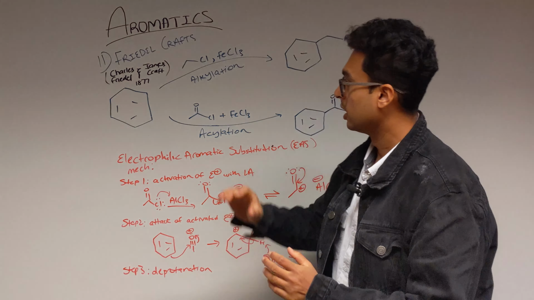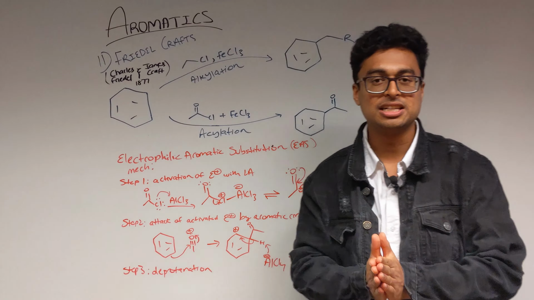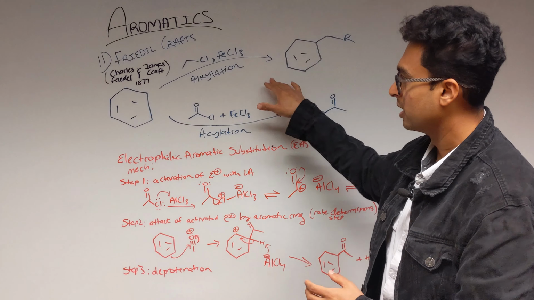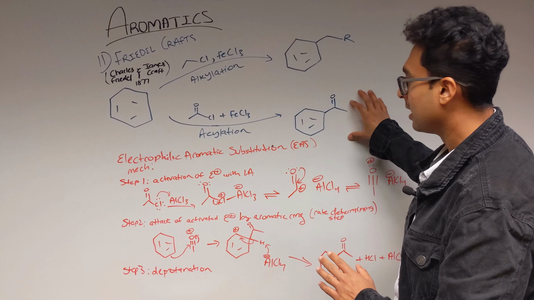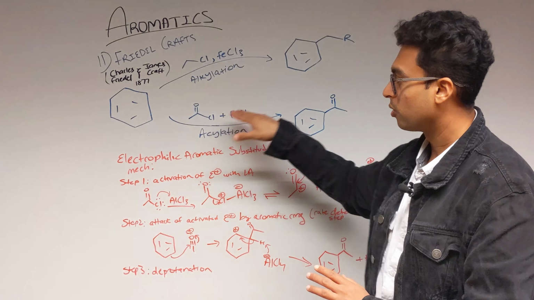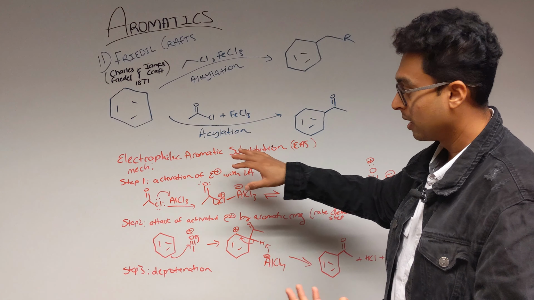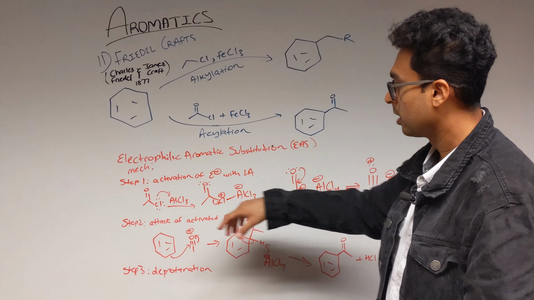Hey guys, for part 2, we're going to look at the Friedel-Crafts reaction. Charles Friedel and James Crafts in 1877 came up with this reaction. If you want to alkylate a benzene, you use alkyl chloride and iron chloride. If you want to acylate it, you have to use acyl chloride and iron chloride. The mechanism is the same as before, electrophilic aromatic substitution, EAS.